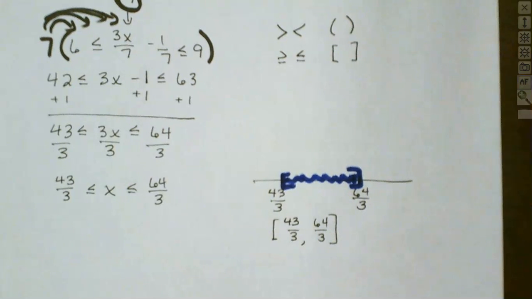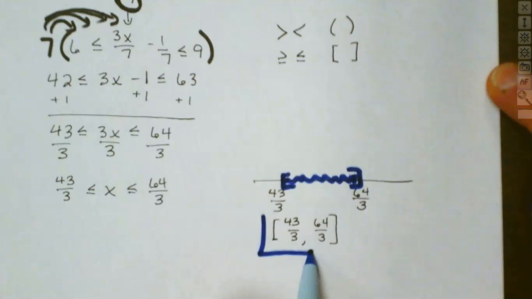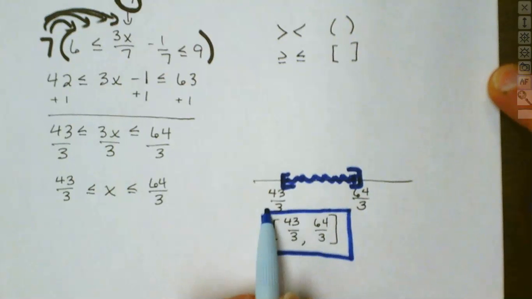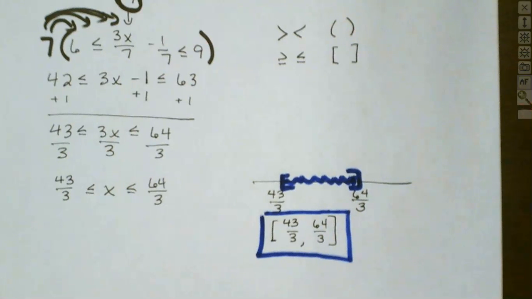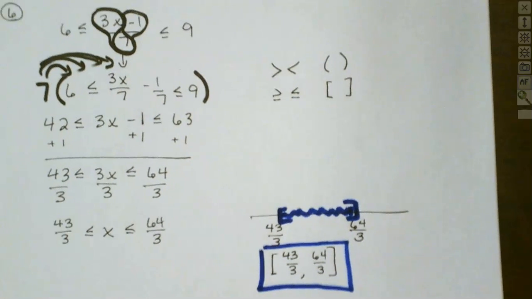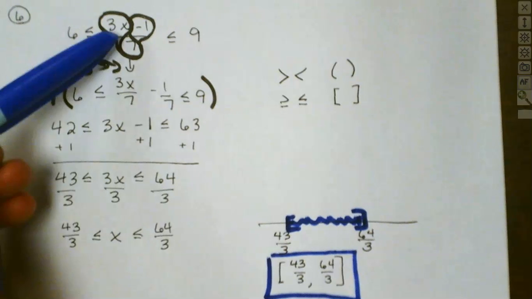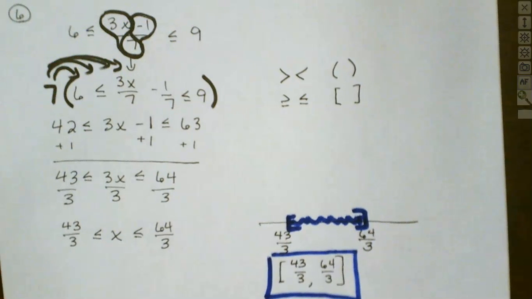And that is your answer in interval notation. Is everyone okay with how I did that? So I move things around. Now, how did I clear out my fractions? I took this and I split it up. Why did I do it that way?